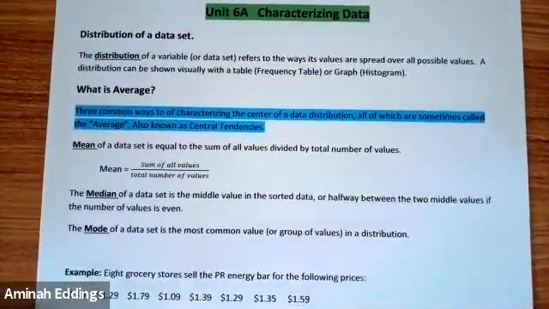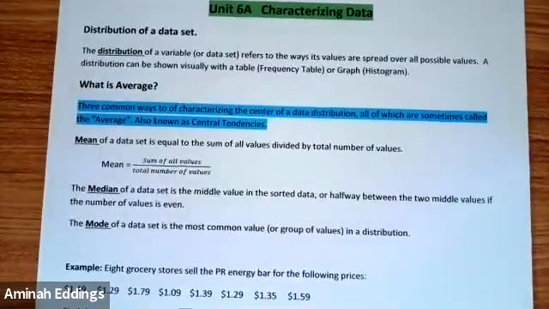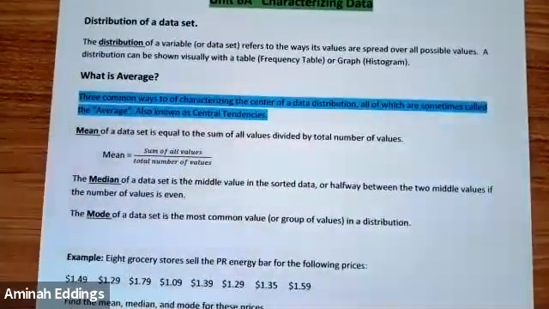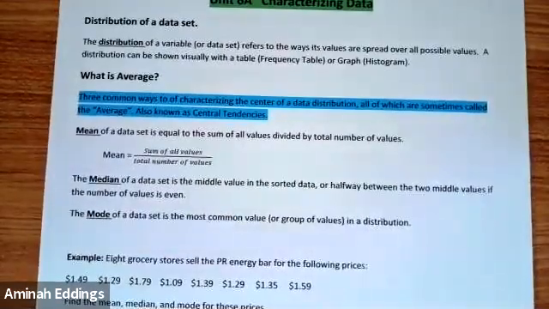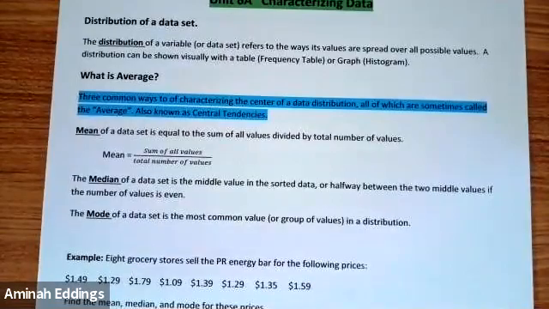So let's go through some important definitions. First of all, what is an average? There are 3 common ways to characterize the center of a data distribution, all of which are sometimes called the average. These are also known as your central tendencies.